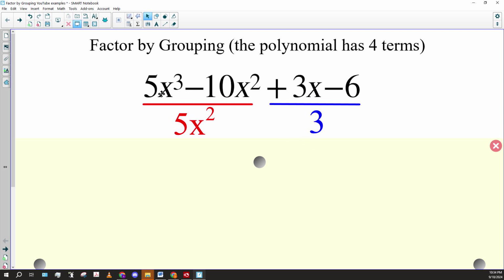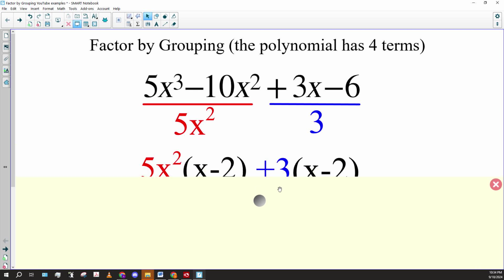So find the greatest common factor of 5 and 10, and that's going to be 5, and then x squared. And the greatest common factor of 3x and negative 6 would be 3. And so you will factor out those GCFs. If you take out the 5x squared, you're left with x minus 2. And if you take out the 3, you're left with x minus 2. If this parentheses and this parentheses are the same, then it will factor by grouping.